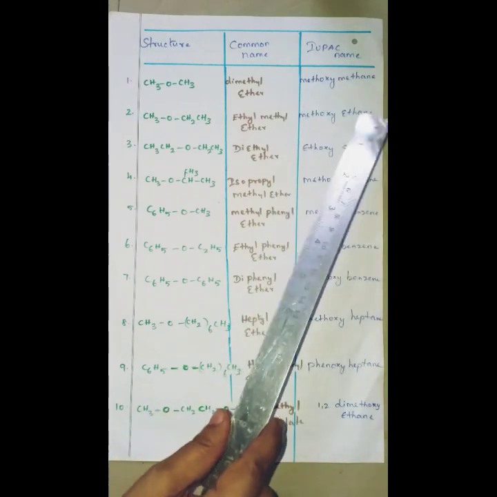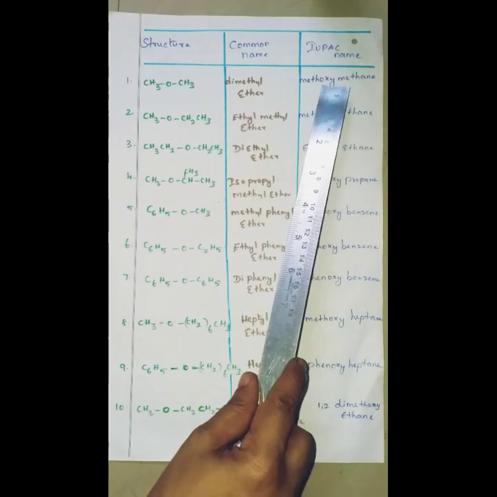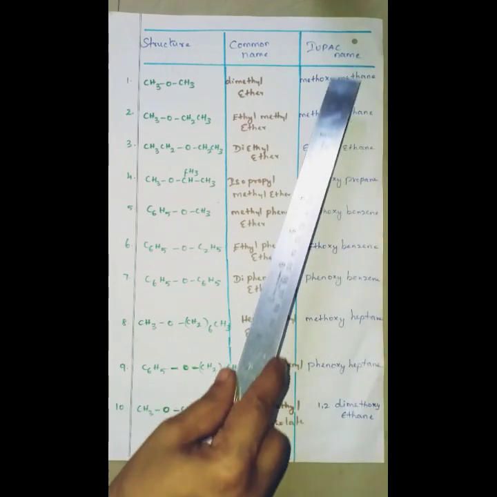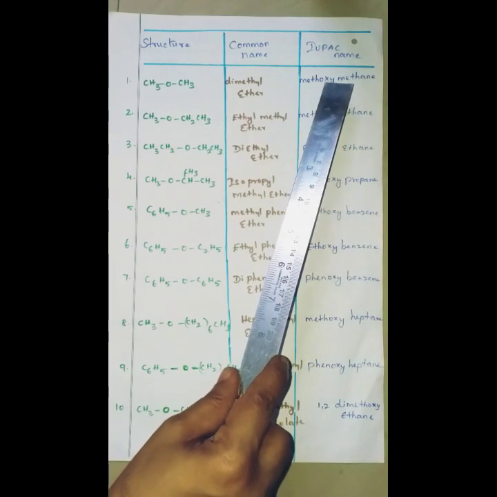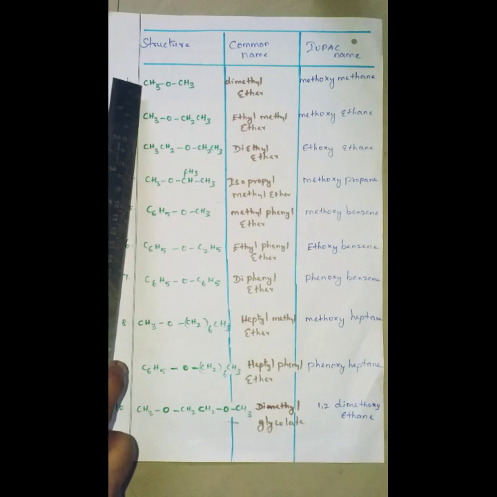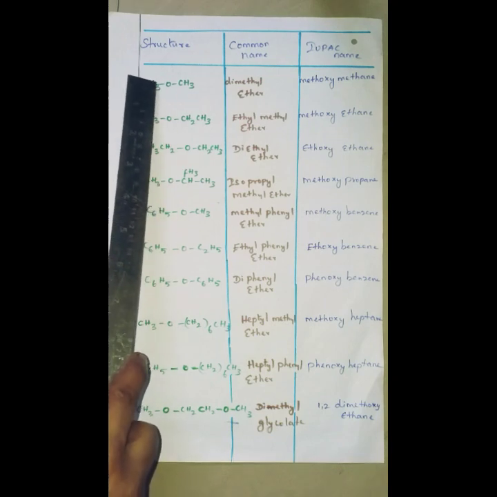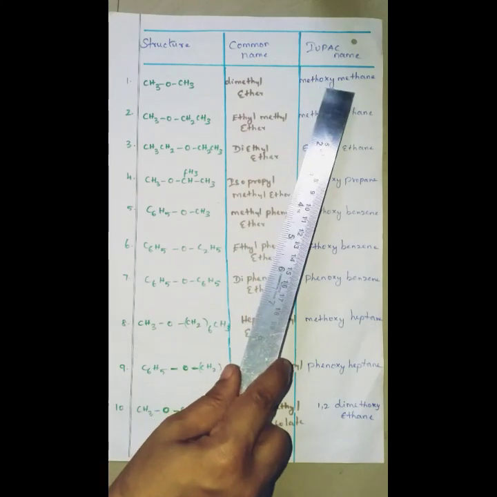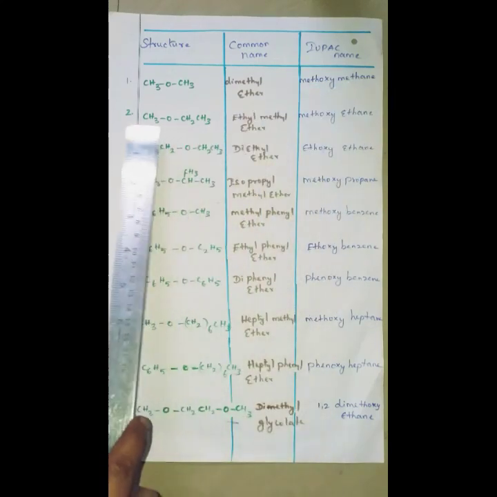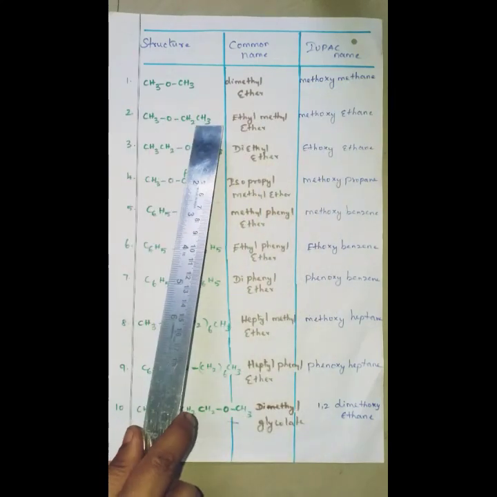In the IUPAC name the root word is oxy. We have to use it in all the naming. Oxy means ethers, that is, instead of oxygen. Then here CH3O, this methyl group and oxygen together we call a methoxy. So methoxy methane.